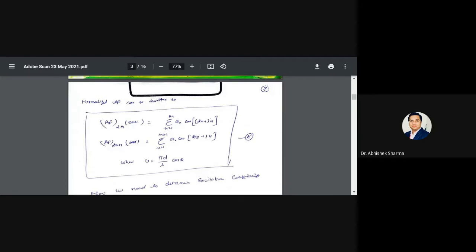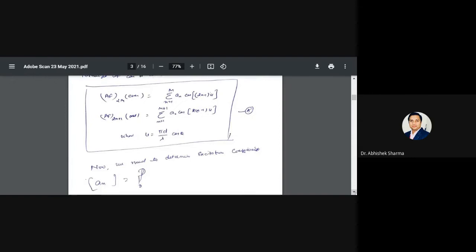If you remember, we calculated the same array factor when the amplitude of the elements was uniform. So this will be the difference in array factor. Now the main process here is to find out this excitation coefficient value, because this is the only factor which differentiates it from your uniform amplitude.